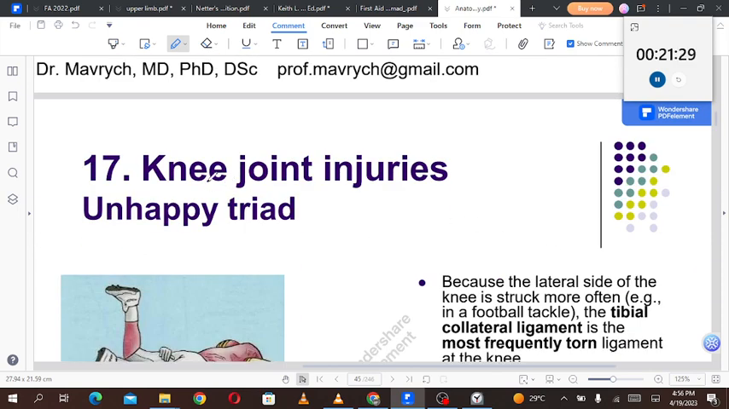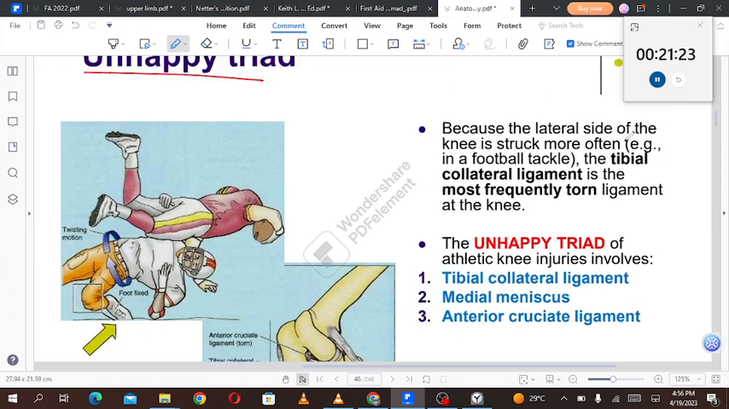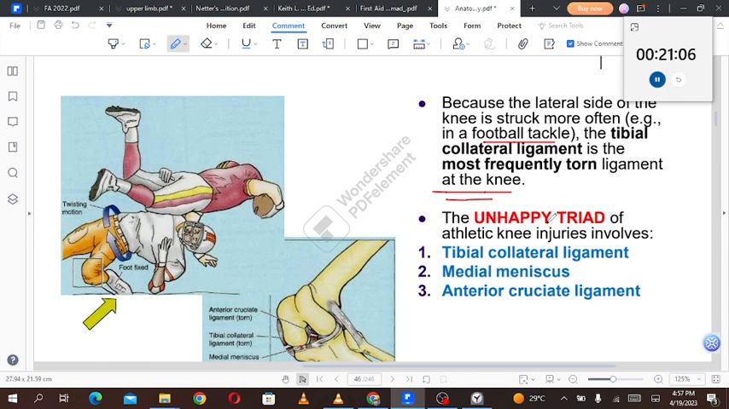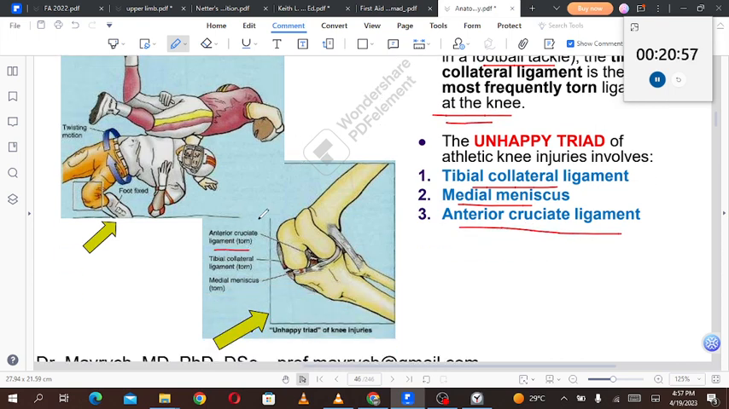Point number 17 is about knee joint injuries, called the unhappy triad. Because the lateral side of the knee is struck more often, for example in a football tackle, the tibial collateral ligament is the most frequently torn ligament at the knee. The unhappy triad of athletic knee injuries involves the tibial collateral ligament, the medial meniscus, and the anterior cruciate ligament. So these three structures can be torn if there is damage like that.